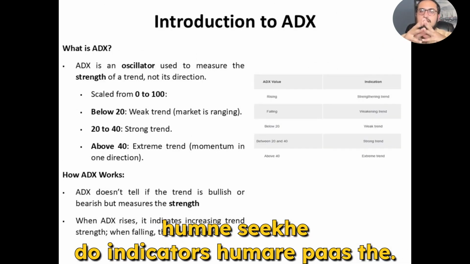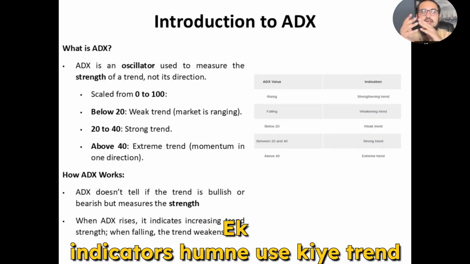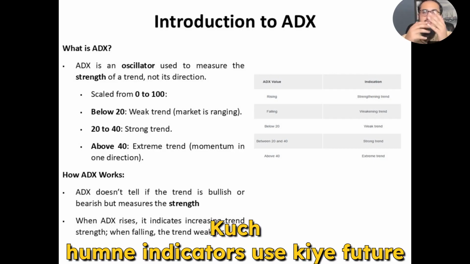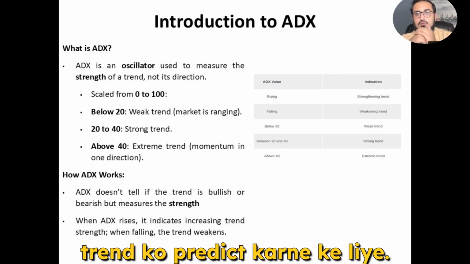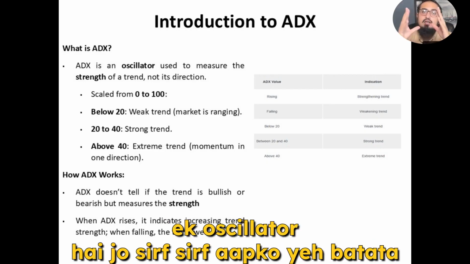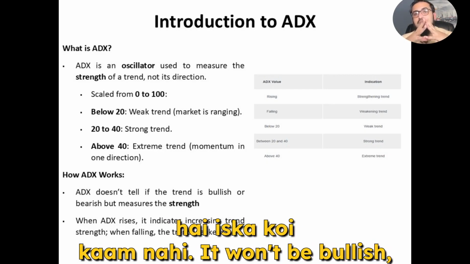Now it will be resolved. Now we have learned two indicators. We used one indicator to identify the trend, and we used some indicators to predict future trends. But to predict the strength of the trend, there is an oscillator that only and only tells you this. It has no other function.